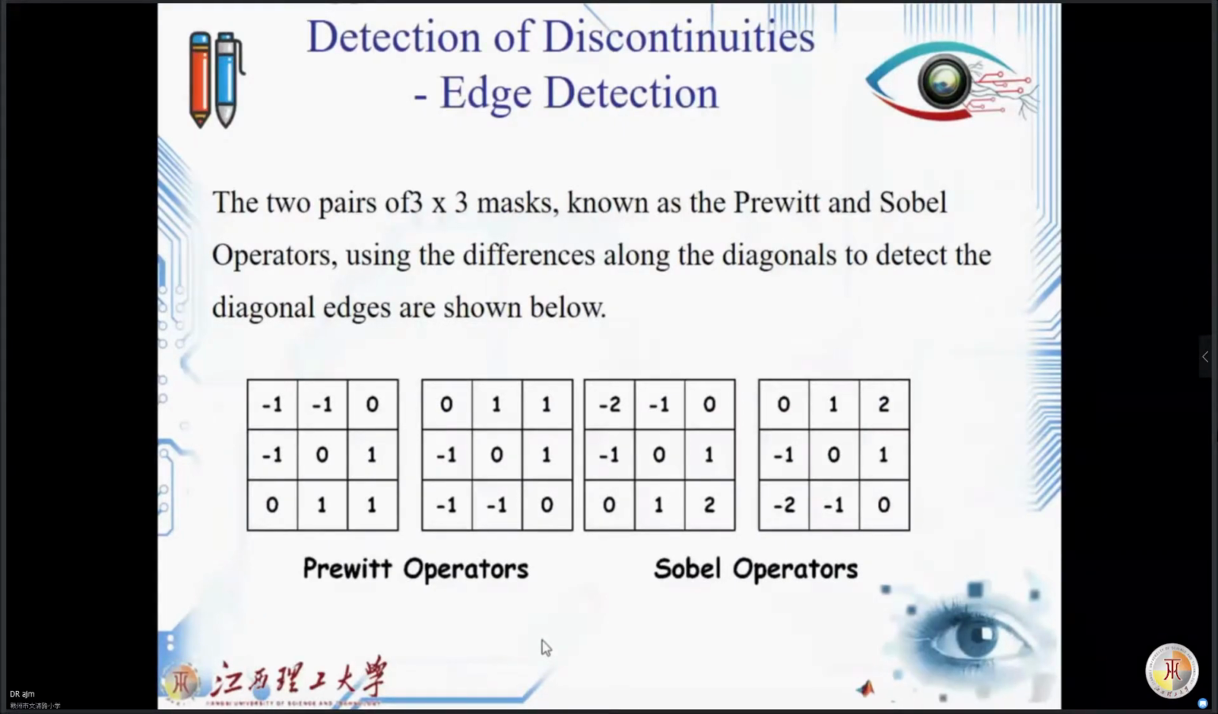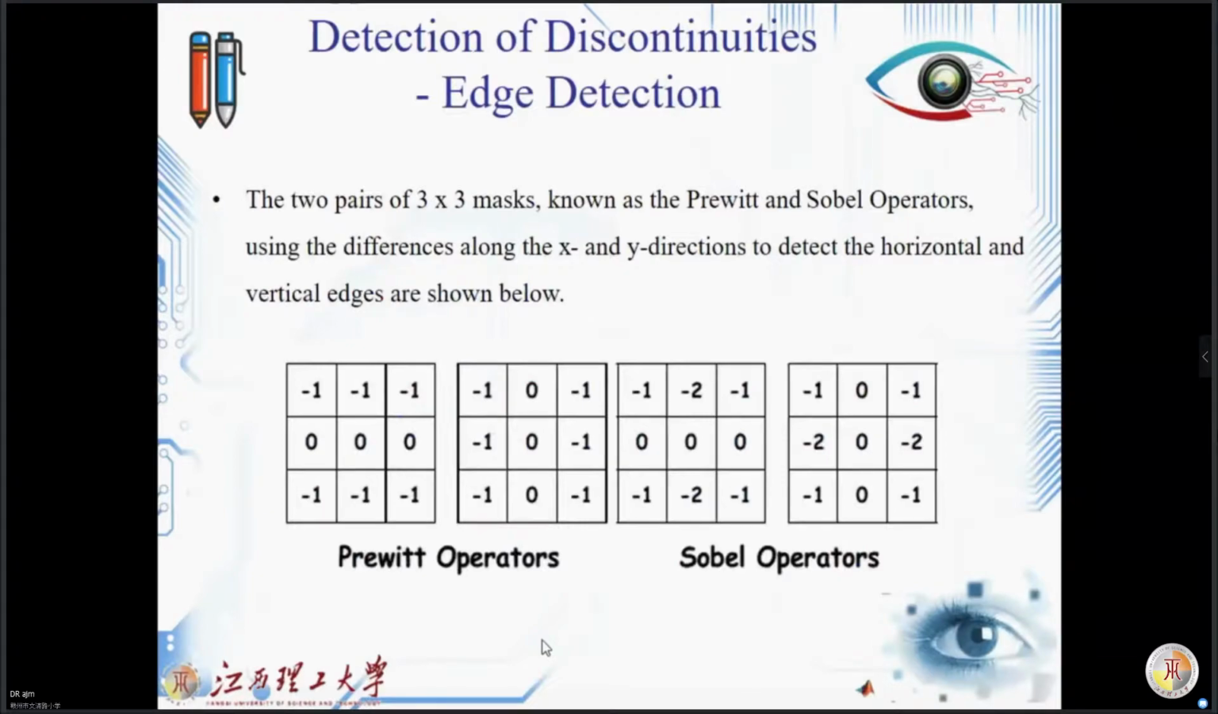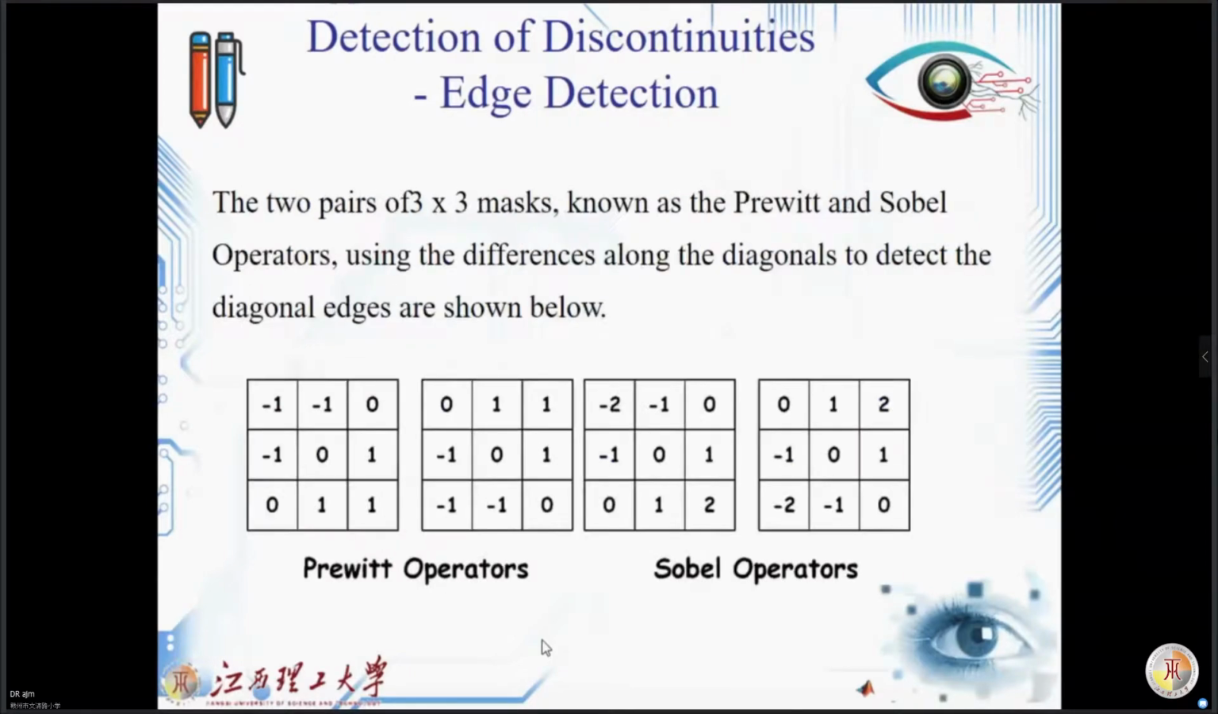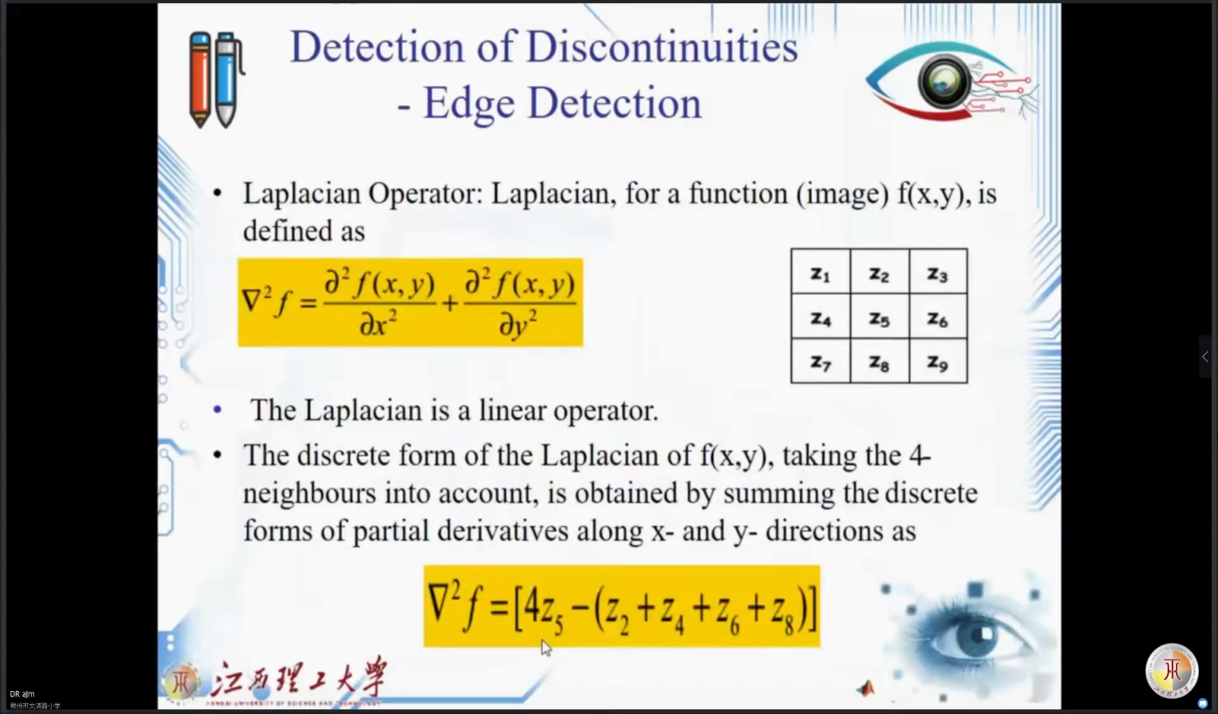Okay, these 2 pairs of 3 by 3 masks known as Prewitt and Sobel, using the difference along the diagonals, detect the diagonal edges as shown here. It means that we now have 2 types of 3 by 3 masks which sweep across and detect the diagonal edges of the image. That was the gradient, or the first order one.